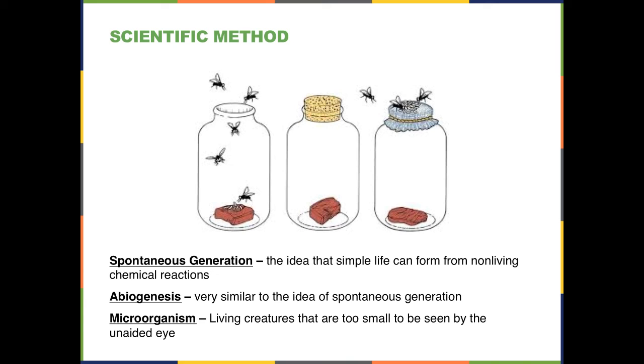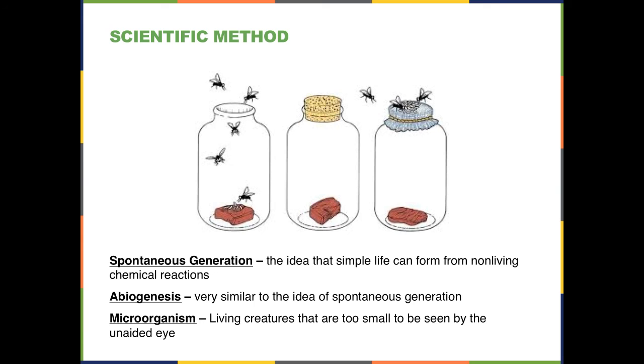Now, most of the reason that this was a controversy was because of the problem of microorganisms. Microorganisms are living creatures that are too small to be seen by the unaided eye, and the 1800s was around the time when microscopes were just coming into being. And so a lot of scientists didn't realize that there were organisms or living forms there that actually ended up producing life.